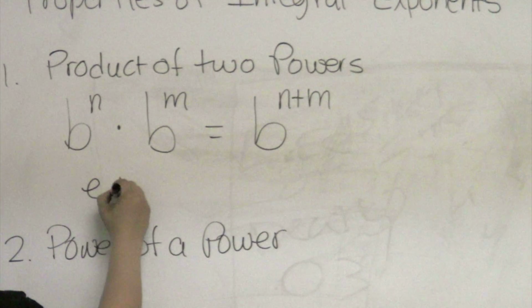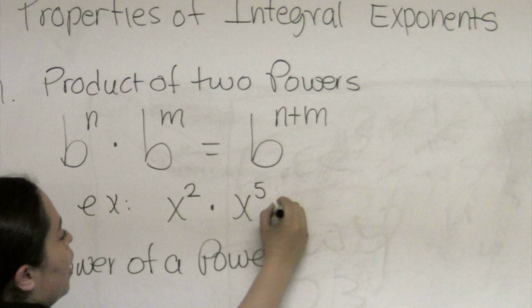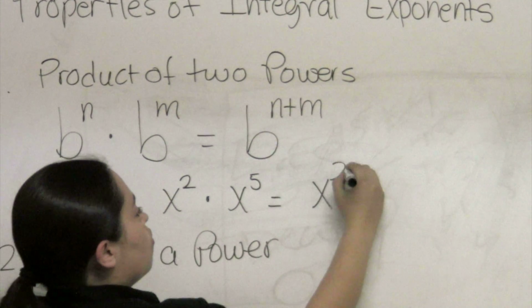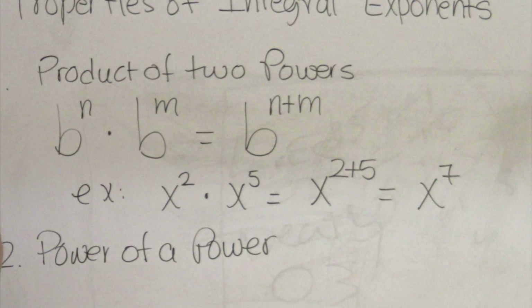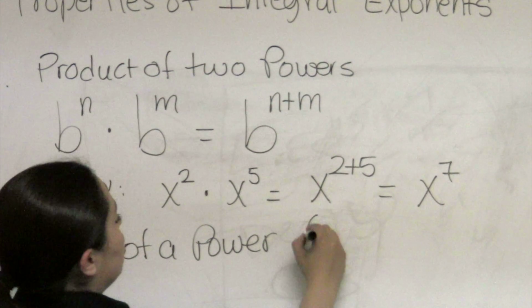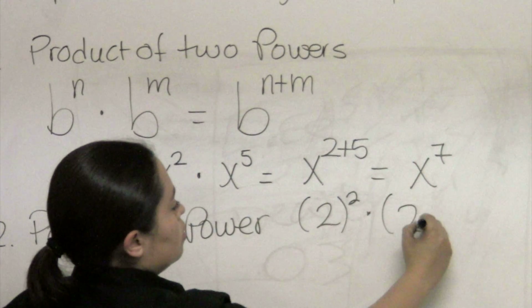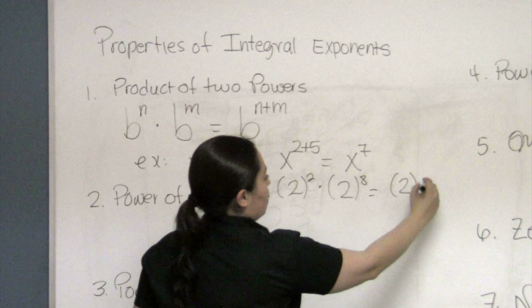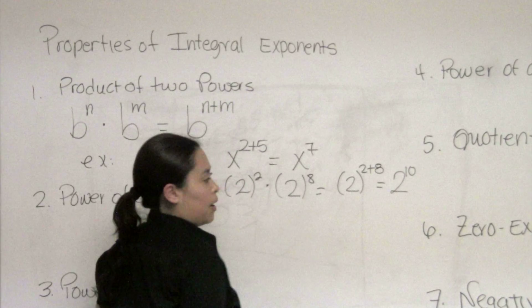For example, if we have x squared times x to the fifth power, we keep the base, which is x, we add the exponents, and my answer, x to the seventh power. Okay? Another example for this, we have 2 to the second power times 2 to the eighth power. Again, we keep the base, we add the exponents, and my answer, 2 to the 10th power.